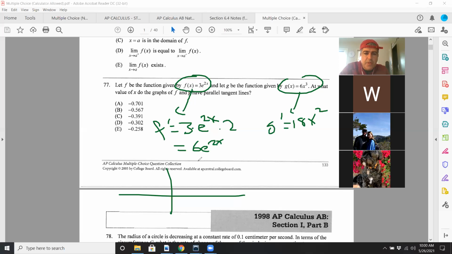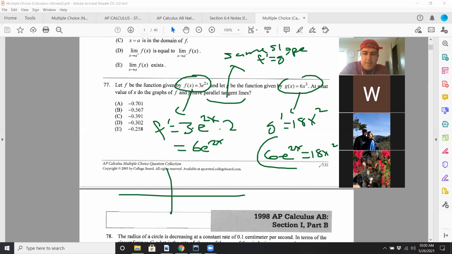And really what you're looking for is where they intersect, because you want these equal to each other. Because if you want to have parallel tangent lines, it means they have to have the same slope. And the derivatives are the slopes. So you want f prime to equal g prime. And then this is where we have to use a calculator. You could probably divide by 6 to make your life a little easier.